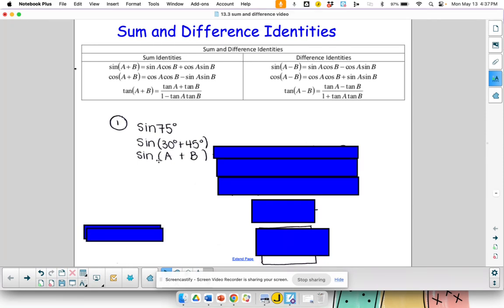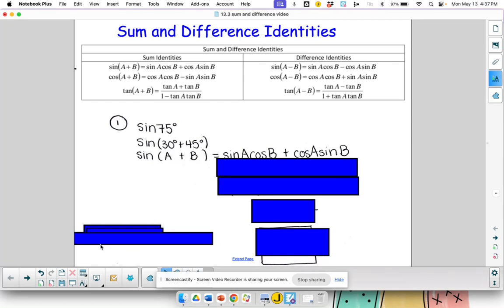So this is using the A plus B formula. So up on the top, this is the formula that I'm going to use. I like to recopy the formula just onto my paper because I find that I make fewer mistakes when I do that. If I'm trying to copy the formula and substitute in values, I find that I make more mistakes. So in this example, A is 30 and B is 45. So everywhere you see an A in the formula, change it into a 30. Everywhere you see a B in the formula, change it to a 45.